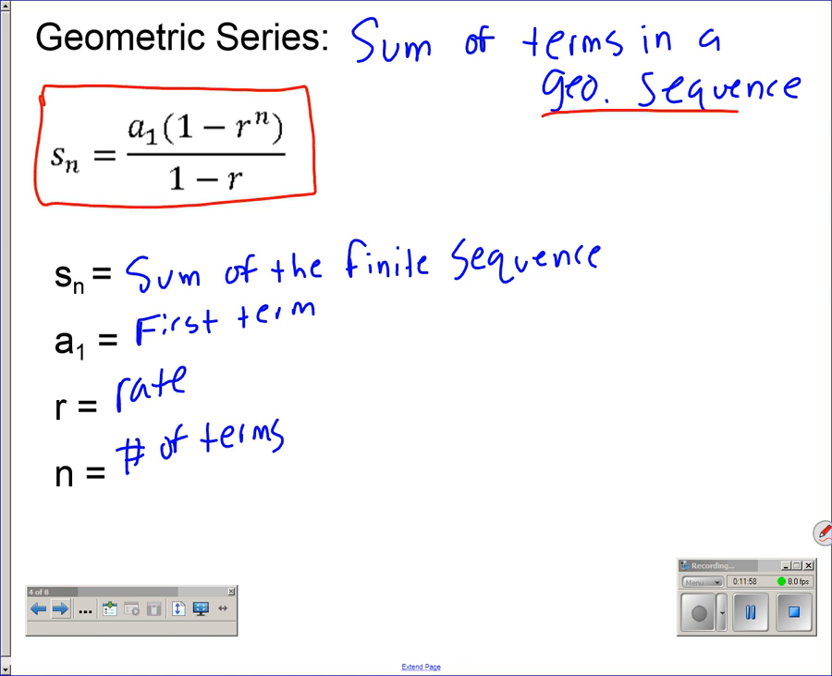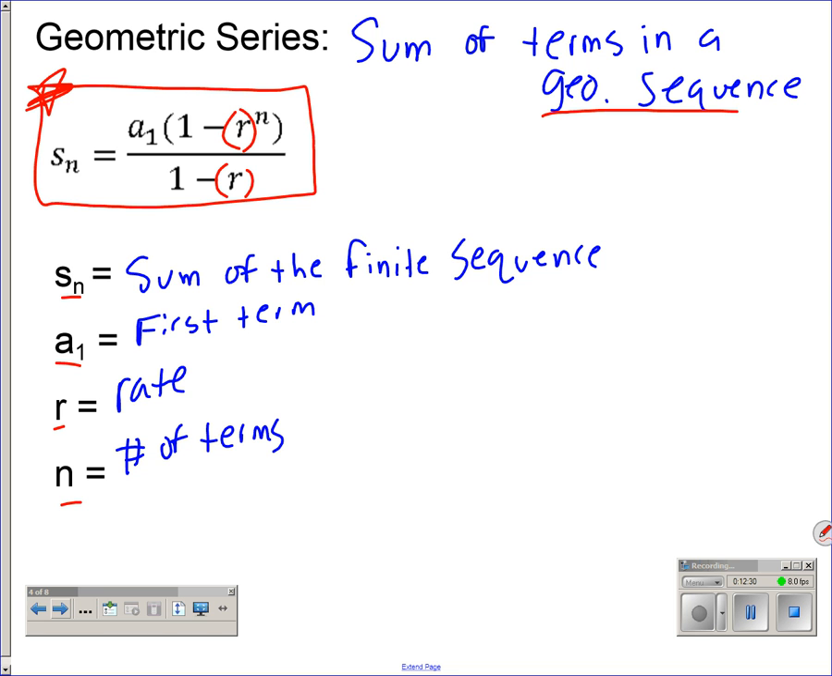Do this for me. Just add parentheses right here around this r value. Sometimes that messes you all up, especially raising it to a power. Just make sure you put those parentheses. S sub n still means the same thing. A sub 1 is still our first term. r is our rate, and n is the number of terms. All right, questions on that? Just make sure you star this formula, know this formula. That's how we do it.